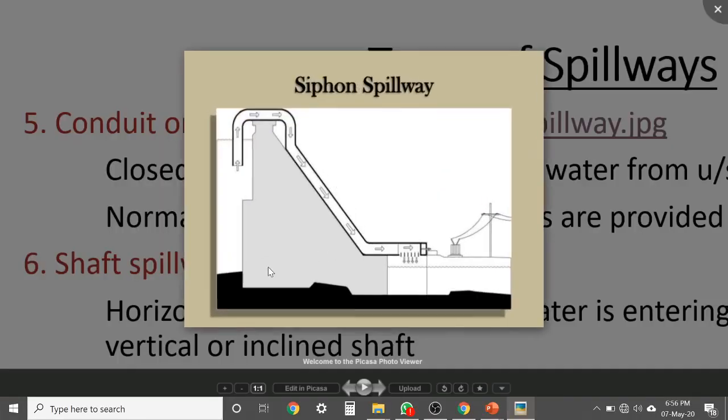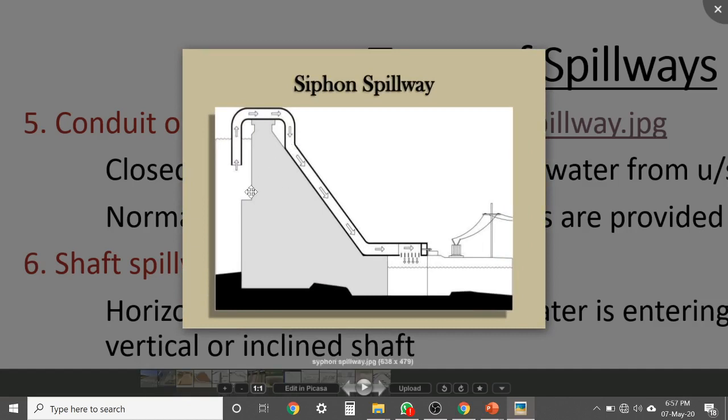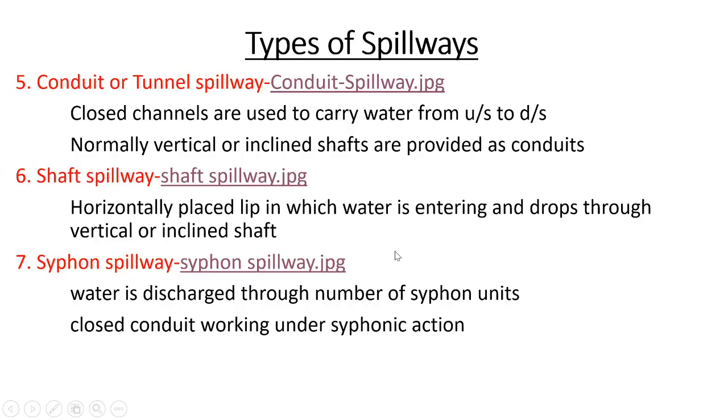Let's see the figure of siphon spillway. You can see that, see, this is the top level of water and closed conduits are used in order to take water from upstream to the downstream direction. You can see that due to siphonic action, water is getting to the upward direction and then flowing through the conduit to reach the downstream of the dam. This kind of spillway is called siphon spillway.